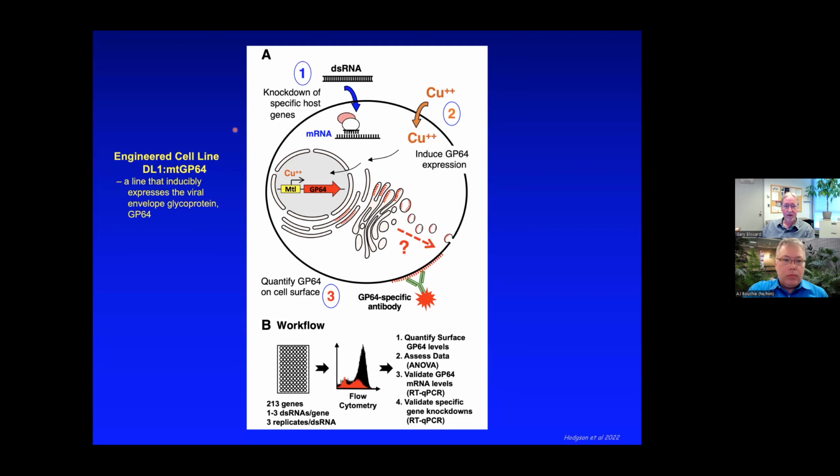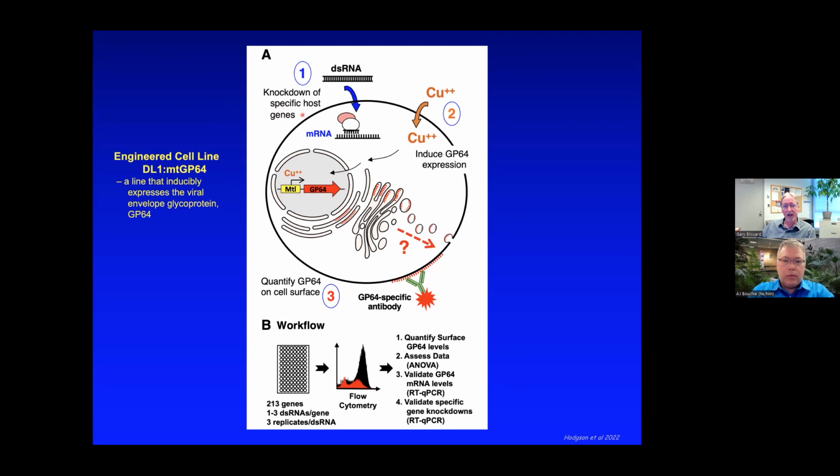So in this system, we first generated an engineered cell line that can inducibly express our model envelope protein. We integrated this envelope protein gene under the control of an inducible promoter. This allows us to just add copper to the medium of the cells to turn on expression of this envelope protein.